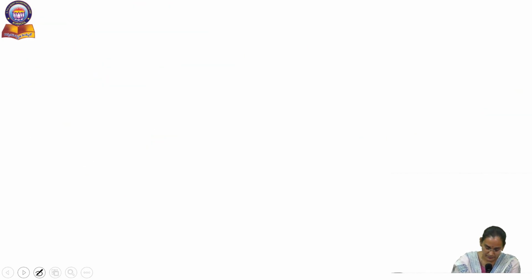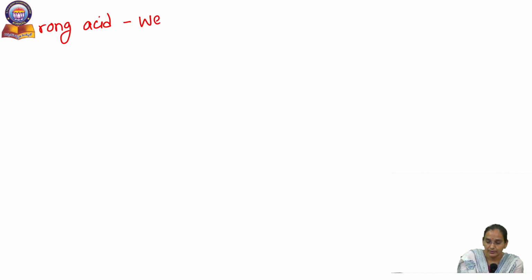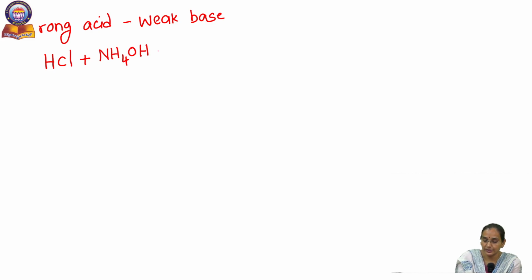Now, next one, strong acid and weak base. Previously, we took strong acid as HCl. Here we are going to take the same HCl, and instead of strong base, here we are going to take weak base. An example of a weak base is ammonium hydroxide. This is also a neutralization reaction and it gives ammonium chloride and H2O.